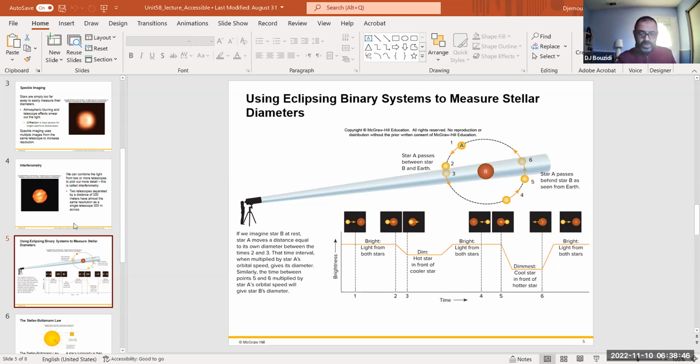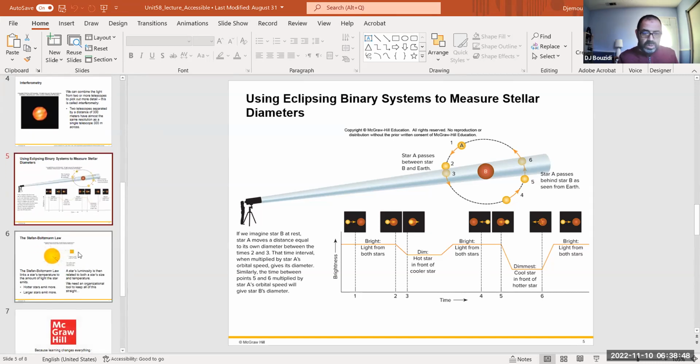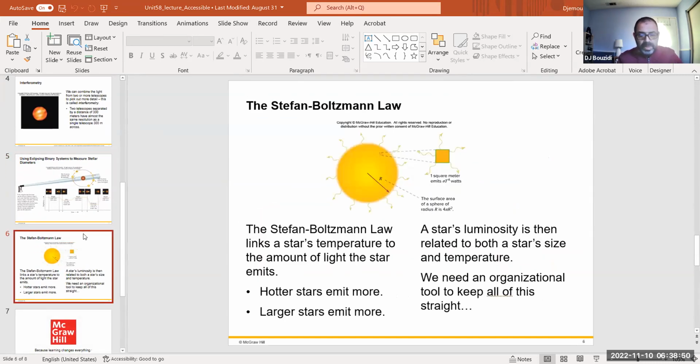And if you compare the two, this is one technique used to determine the different sizes of stars. So the units in terms of size is not really that long, but the point being in here is this Stefan-Boltzmann law.